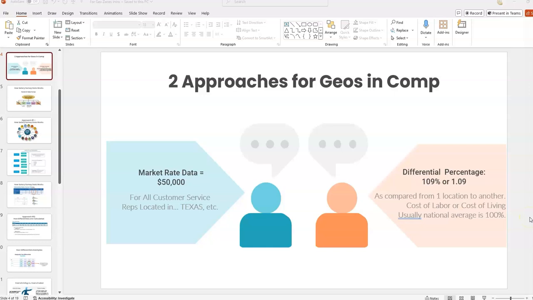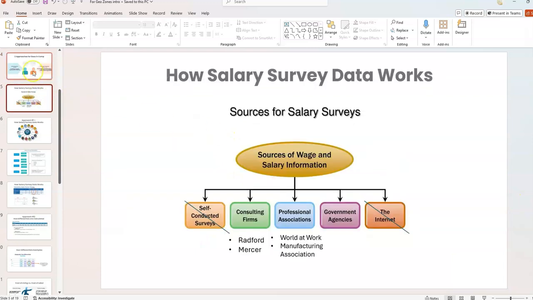In the next slides, I'm going to go over how the differential is calculated if you only have the market data, because that's where cost of labor is pulled from, the actual raw market data. So I'm going to go over how the salary survey data works. And then we'll also look at cost of living, which is calculated very differently than cost of labor. So to understand the cost of labor and the differential percentage, in compensation we typically rely on salary surveys.